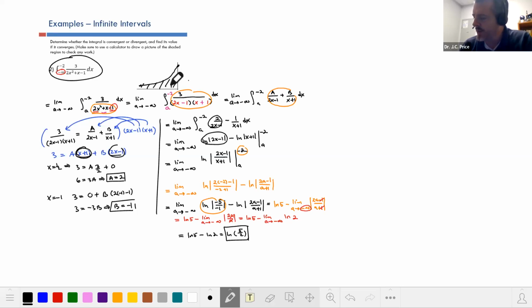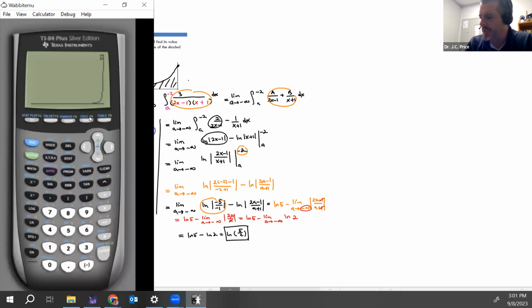Right, so let's find that integral. I'll hit second trace, go down to number 7, that definite integral, and then do negative 100, enter, to negative 2, enter. And it should spit out some number. And the question is, is that number like ln of 5 over 2? So it gives us this number, 0.90125, blah, blah, blah. So let's write that down.